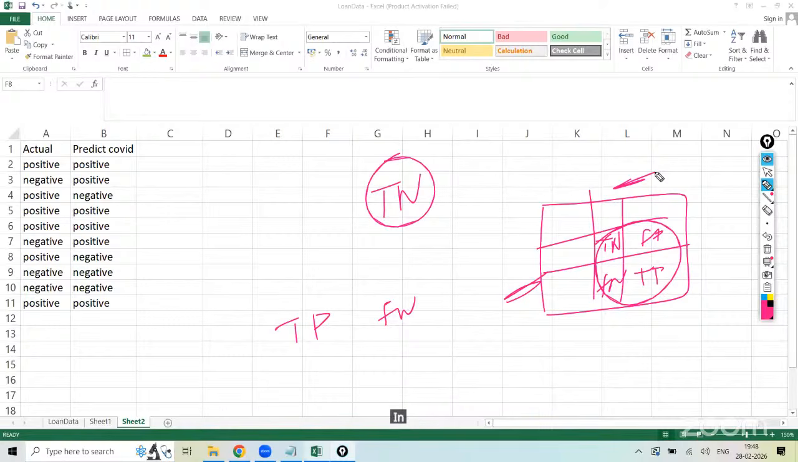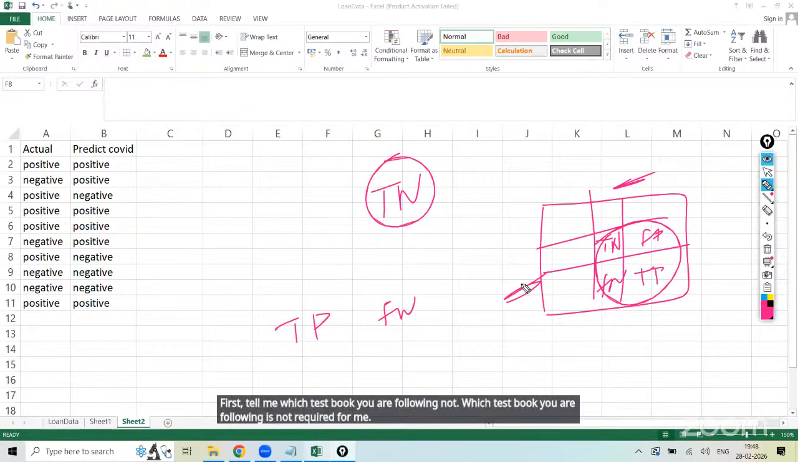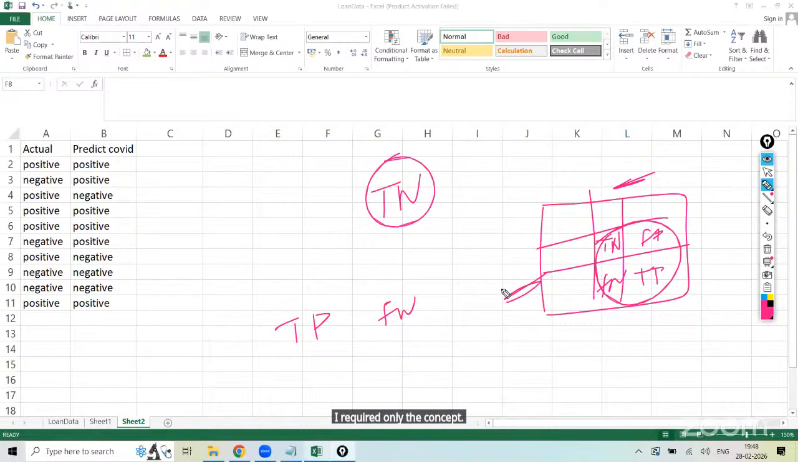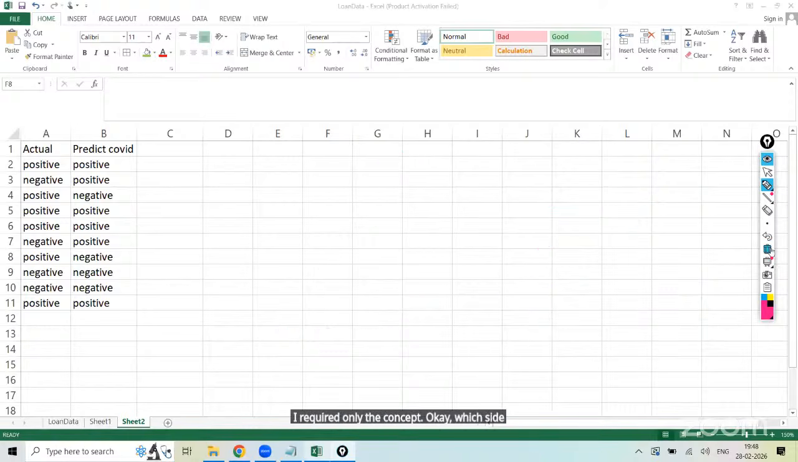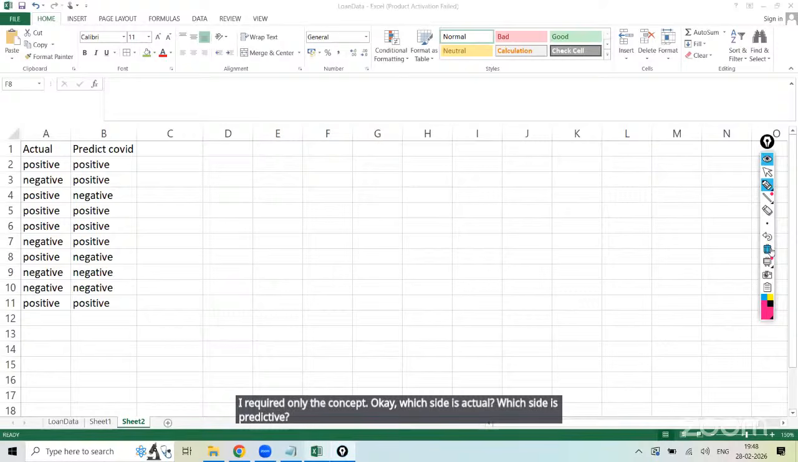In one textbook, they'll write like this. First, which textbook you are following is not required for me. I require only the concept: which side is actual, which side is predict. Don't memorize things directly like that.